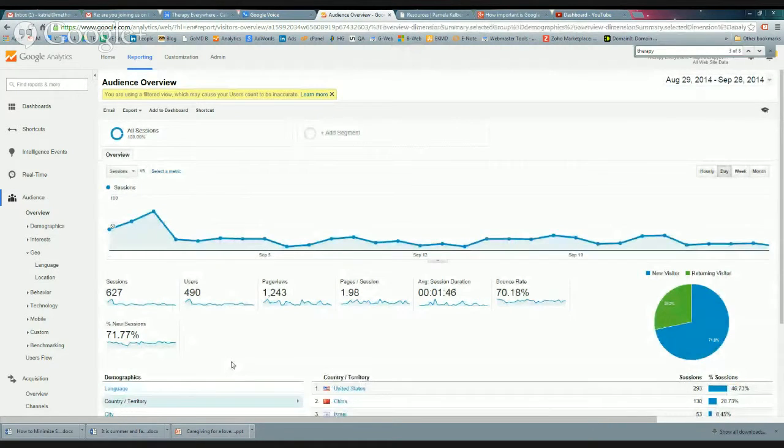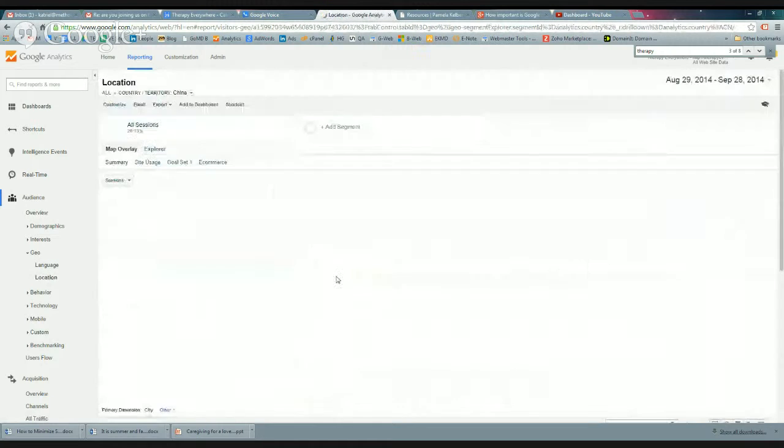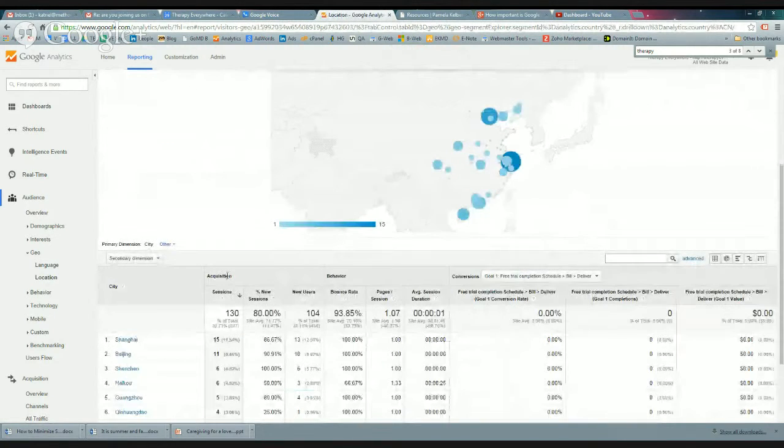So I click on a country territory and I see most come from the United States, but about 21% came from China, but one of our markets is not China. Okay, so let me go back and see a little bit more about that. And I see, boy, when people came from China, they tend to bounce, leave almost all the time.